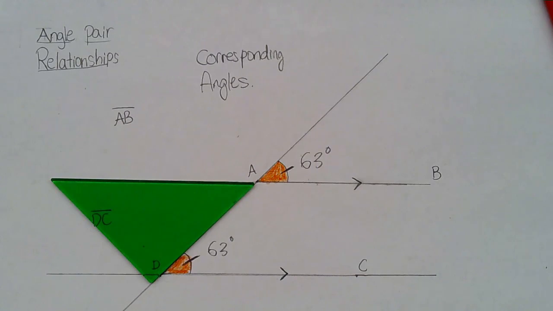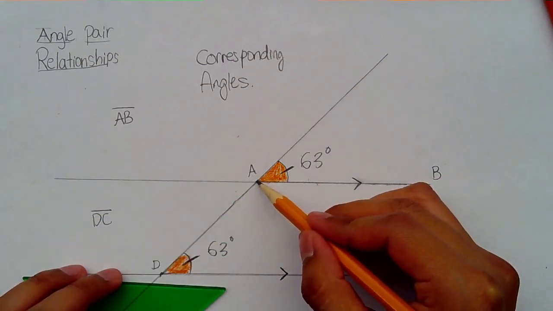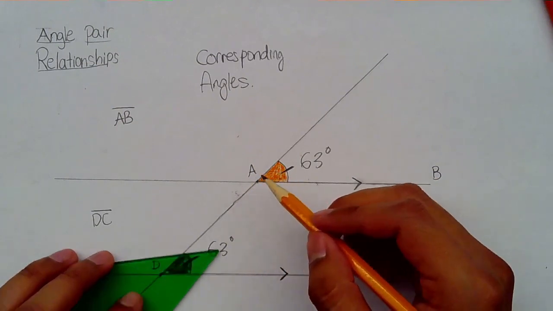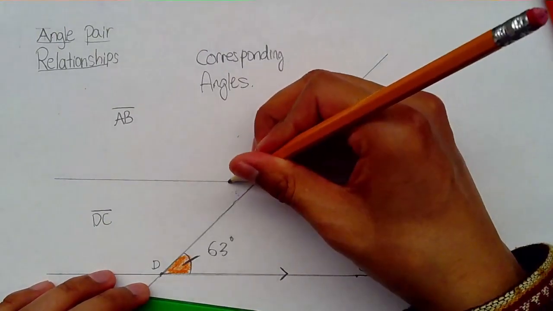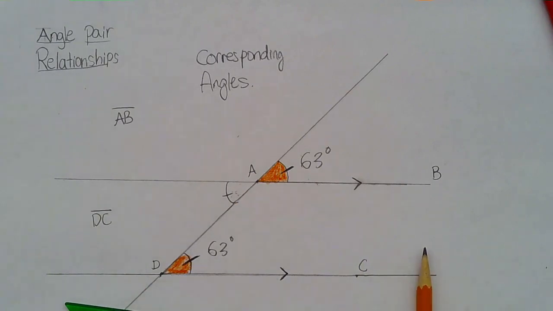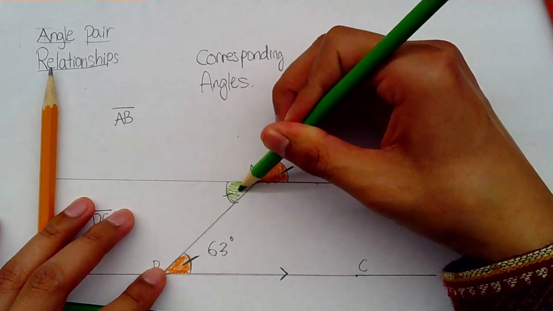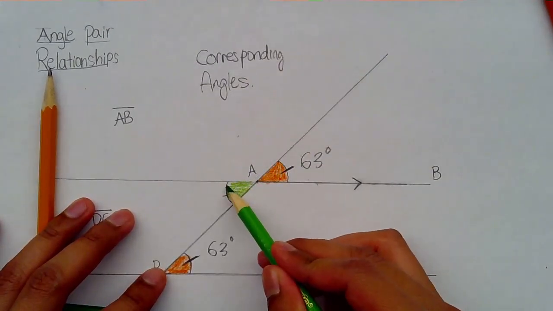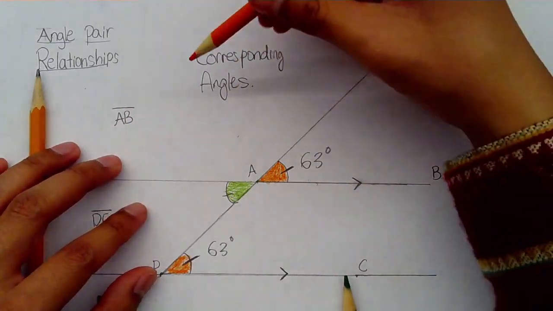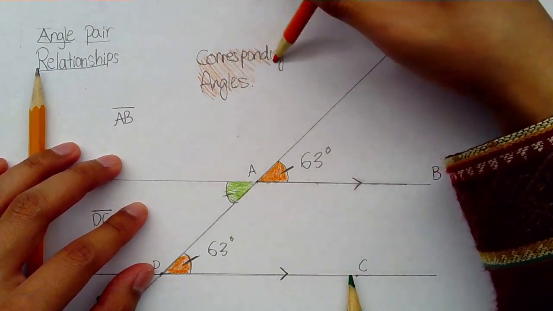Let's go ahead and give that a name. This is an intersection point, and so we have these two angles going across. And I'm going to tell you right now, this angle is going to be congruent to the orange angle. Let me go ahead and highlight this one in green. So corresponding angles, let's just say those were two orange angles.